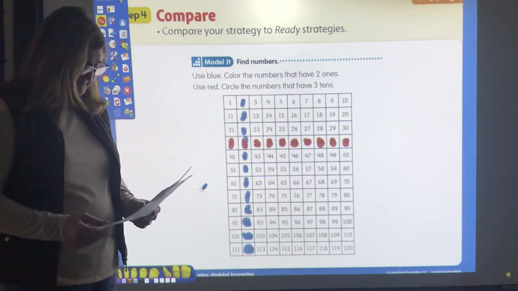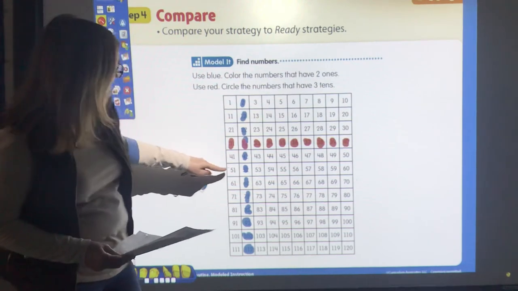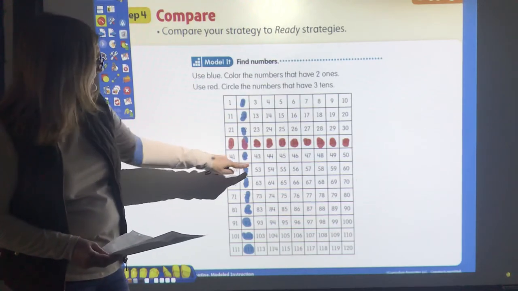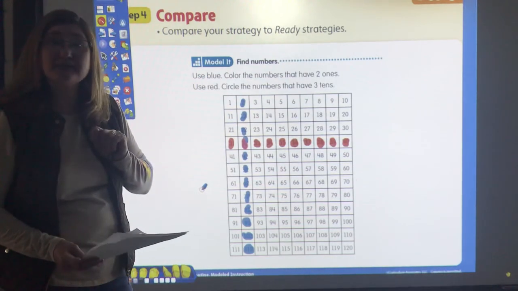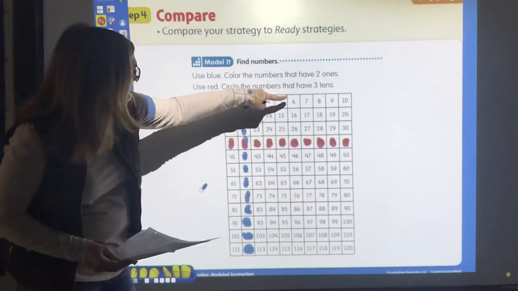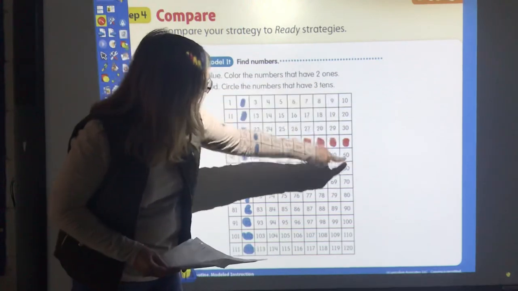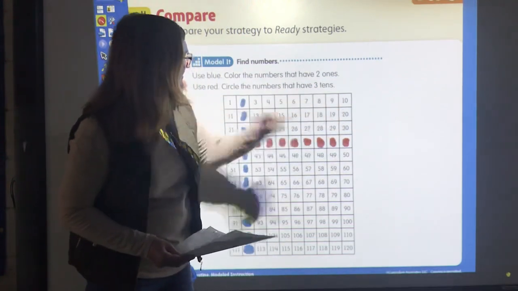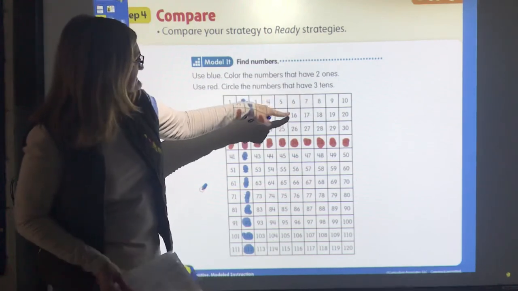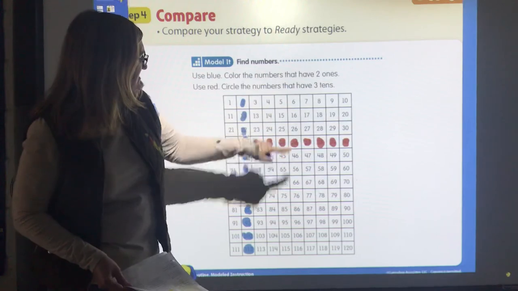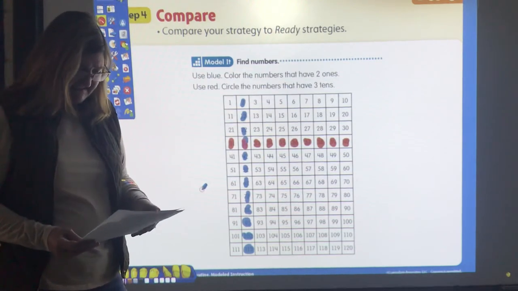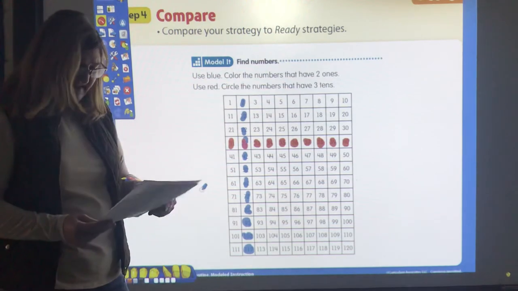So guys, every time we count across on our counting chart, does anybody know what we're counting by? We're counting by ones. When we count down, the easy way we do every day is start at 10, 20, 30, but we can count by tens from 6, 16, 26, 36, 46. Do you see how I can count by tens just by going down?